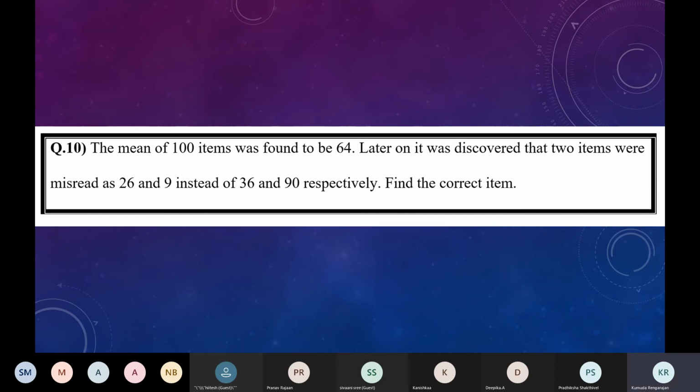So which are the correct observations, children? 26 and 9 are correct, or 36 and 90? 36 and 90, ma'am. They are the correct values, because 26 and 9 were misread. So you should take away 26 and 9, 26 plus 9, 35. What you have to do is subtract the incorrect values and add the correct values.